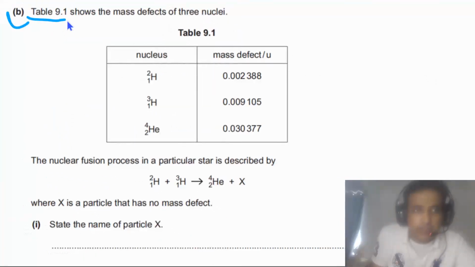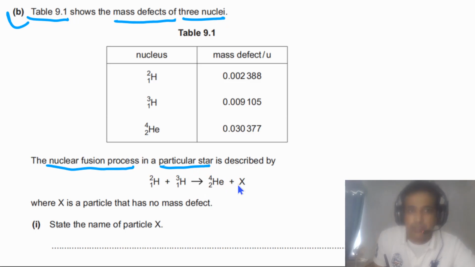Part B says Table 9.1 shows the mass defects of 3 nuclei. The nuclear fusion process in a particular star is given by this equation, where X is a particle that has no mass defect. So this is a very important point. For part B1, we need to state the name of particle X. So simply we need to balance this equation. We have atomic number 2 here, and also we have 2 on the left side. So it means this one has to be 0.